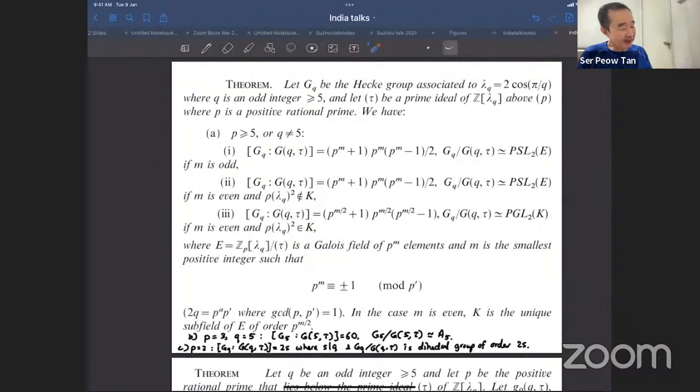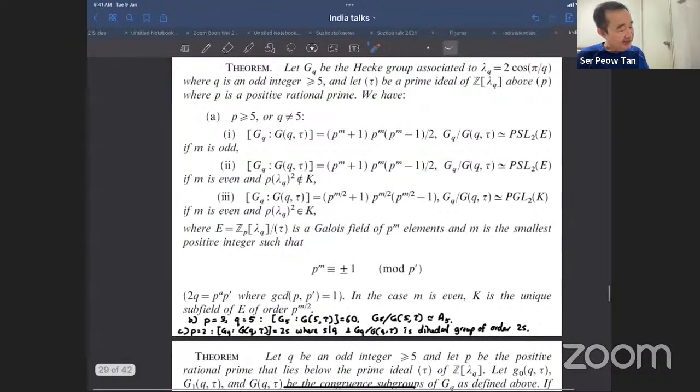Okay, so suppose I have a Hecke group GQ, where Q is an odd integer greater than or equal to 5. 3 is not interesting because we know almost everything already. And tau is a prime ideal of this ring sitting above P, where P is a positive rational prime. Then we can say something about the indices. The index of the principal congruence subgroup is P^M (P^M + 1)(P^M - 1) over 2.